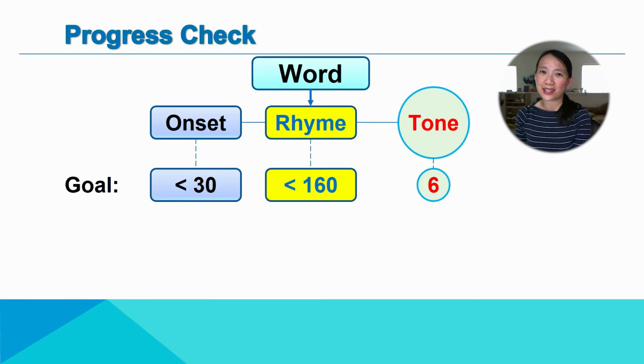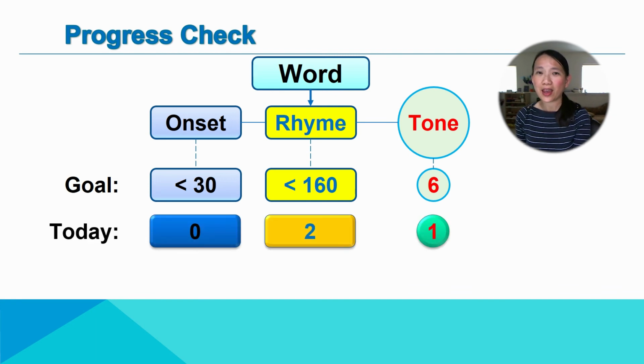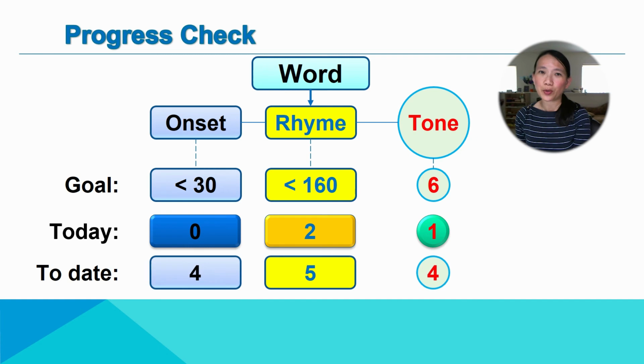Let's end this lesson with our progress check. We have about 200 elements to learn. Today we've learned 3, and cumulatively we've learned 13.